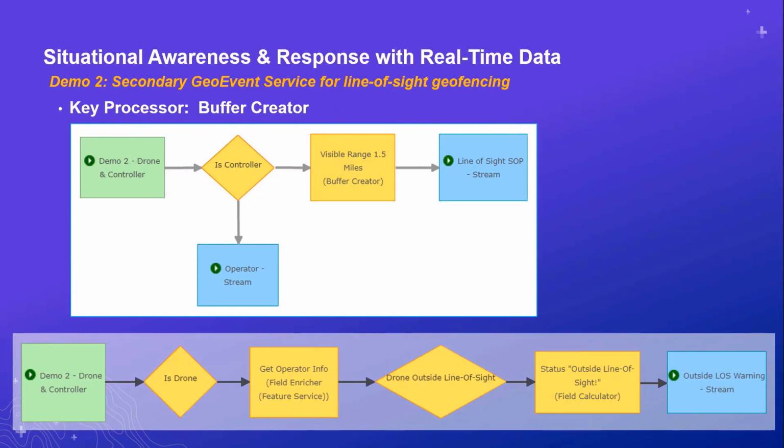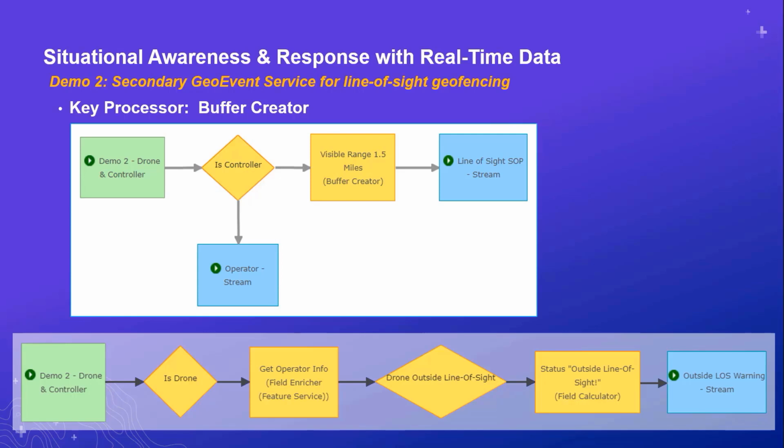Now, a second ago, I mentioned that there is this drone outside line of sight spatial filter. Effectively, what we're looking for when configuring this is to see when is the drone's position outside that 1.5 mile buffer for where the operator is. And so there's a second GeoEvent service that was configured here that made this all possible. And that's what we see in front of us.